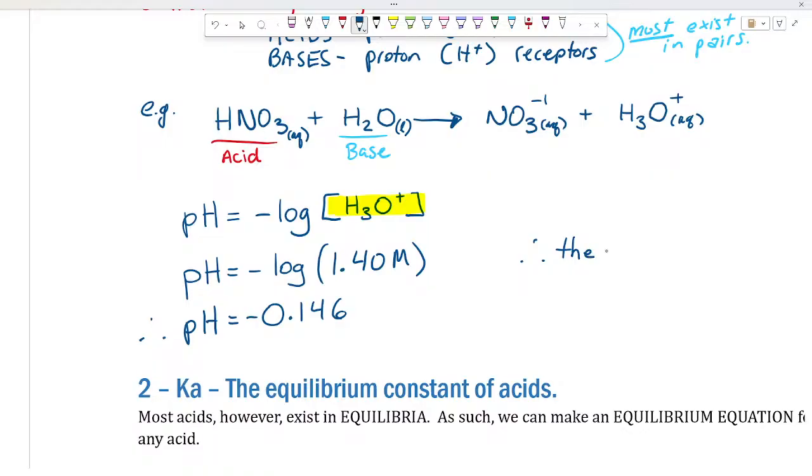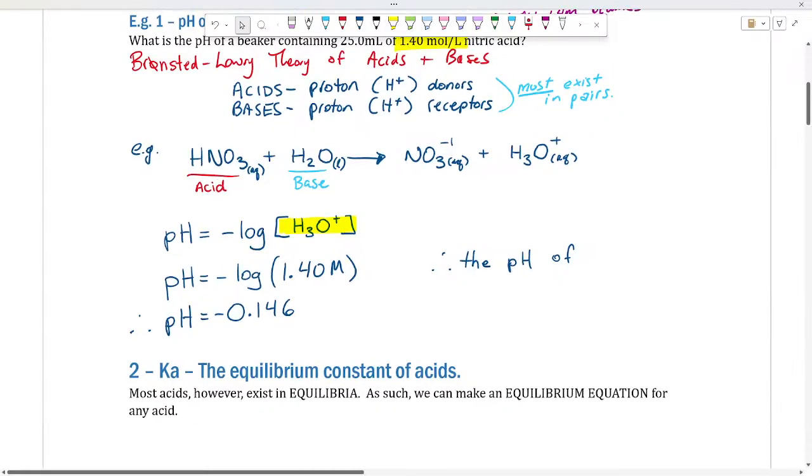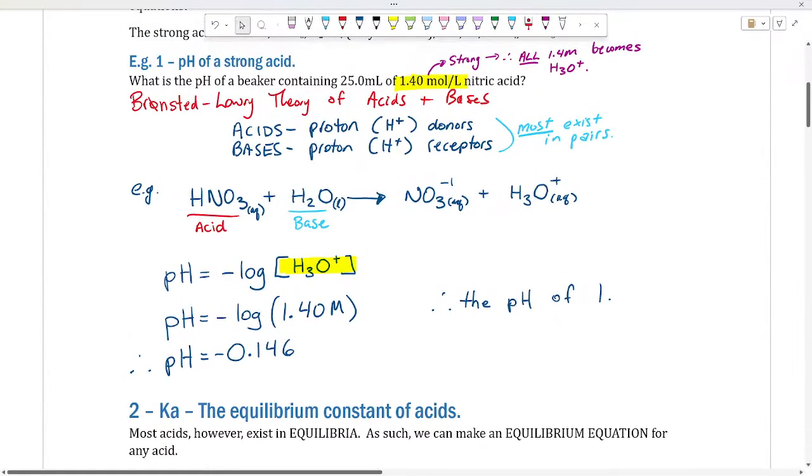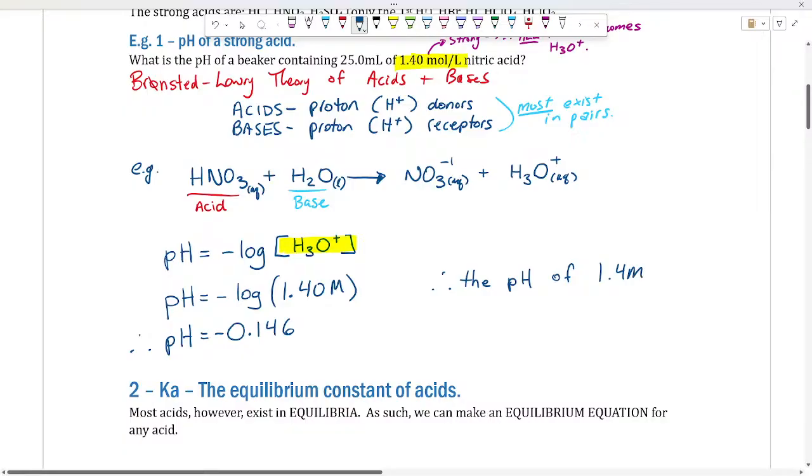Therefore, guys, focus in. The pH of 1.4 molar HNO3 is negative 0.146. Does that feel okay? Yeah. How are we able to find it without knowing the math? All we needed was pH, and not just concentration.